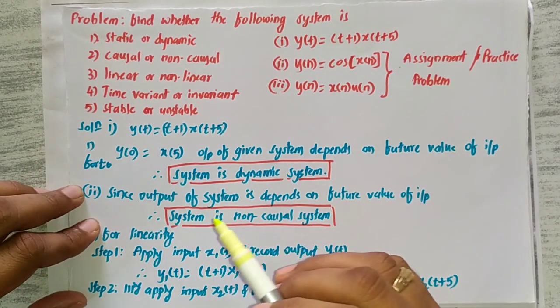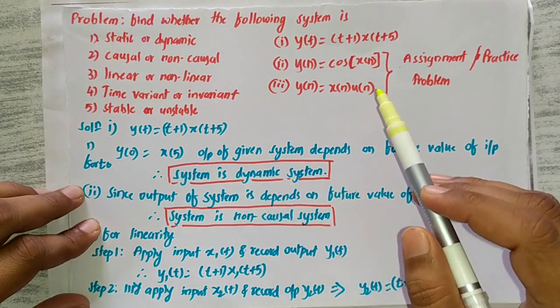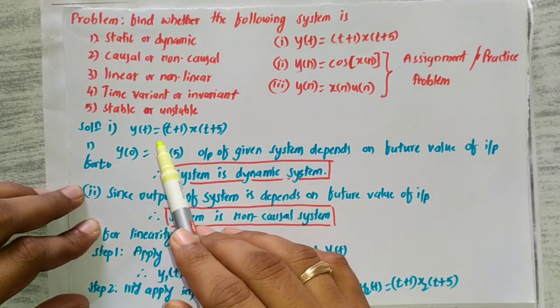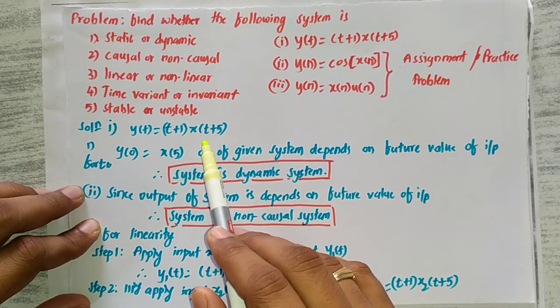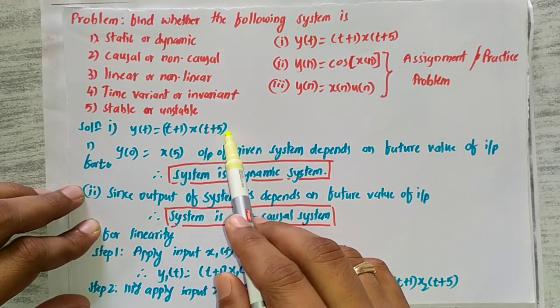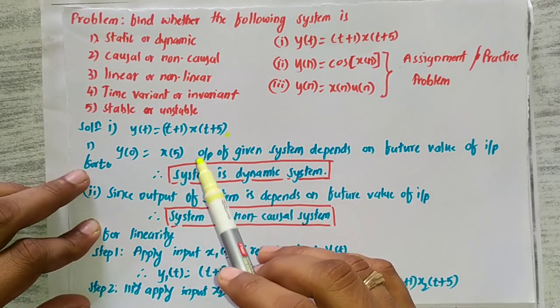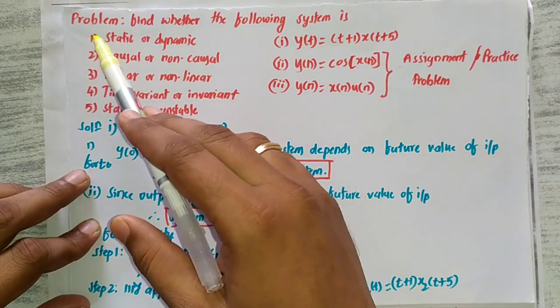Moving on with the first question, it is y of t is equal to t plus 1 times x of t plus 5. This is the problem I will be solving. So we will go one by one.